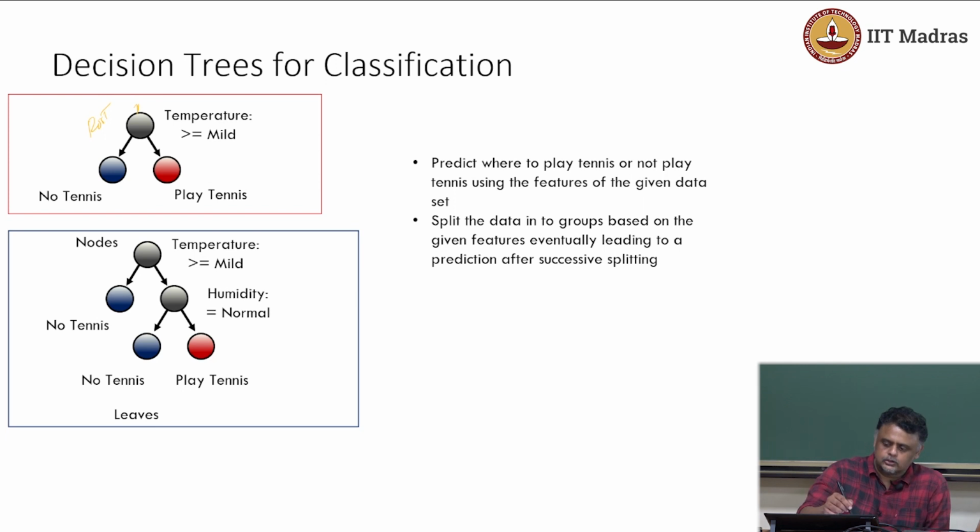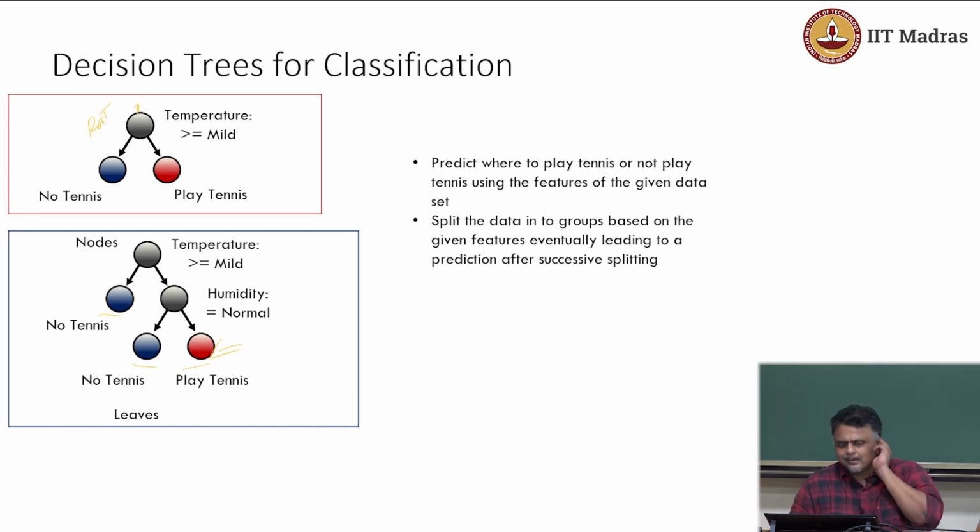Now you come to this node and you look at humidity. And you say if humidity is normal, then I will play. Then all those data points which correspond to temperature greater than mild and humidity equal to normal will come to the next node, this node. So on and so forth. Finally you will come to this end where you don't do any more splits, and these are called the leaves. Depending on which leaf you land in, you take a decision.